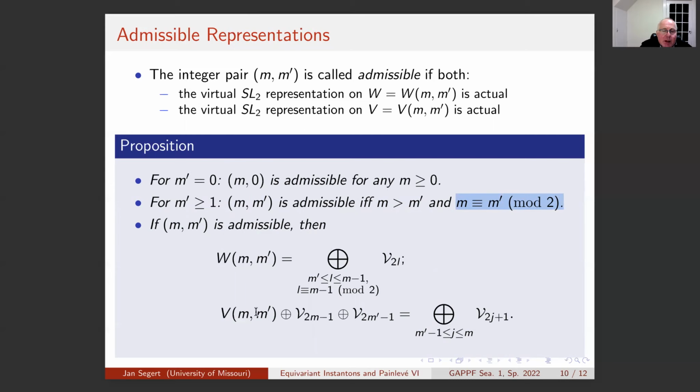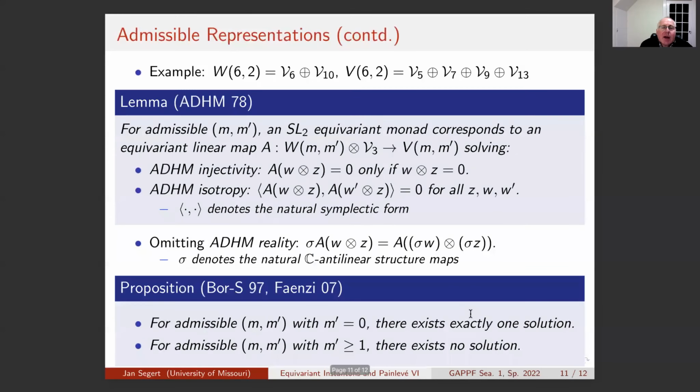And you can in fact write down the representations as sums of irreducible representations. Okay. And so here are some examples of the W and V for a couple of values of M and M prime that you work out from this formula. All right, so the ADHM worked out back in 78 what the conditions are for these maps, now that we've figured out the representations on these vector spaces that we need to worry about in this monad.